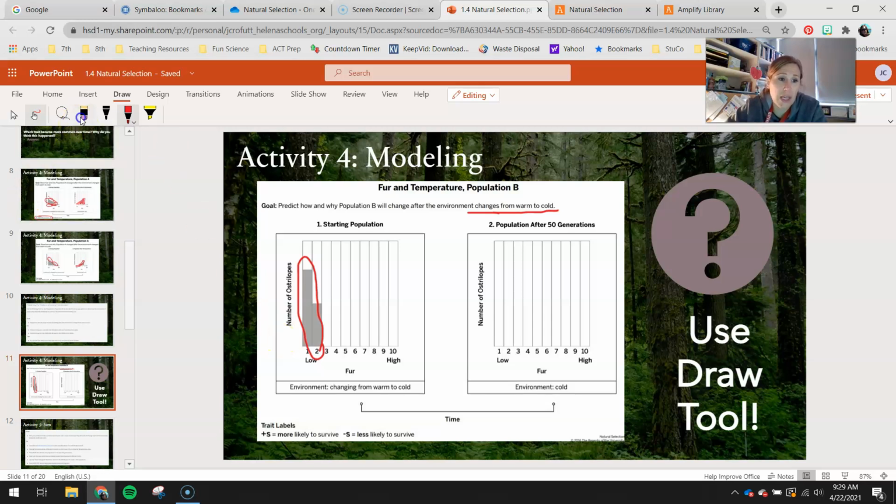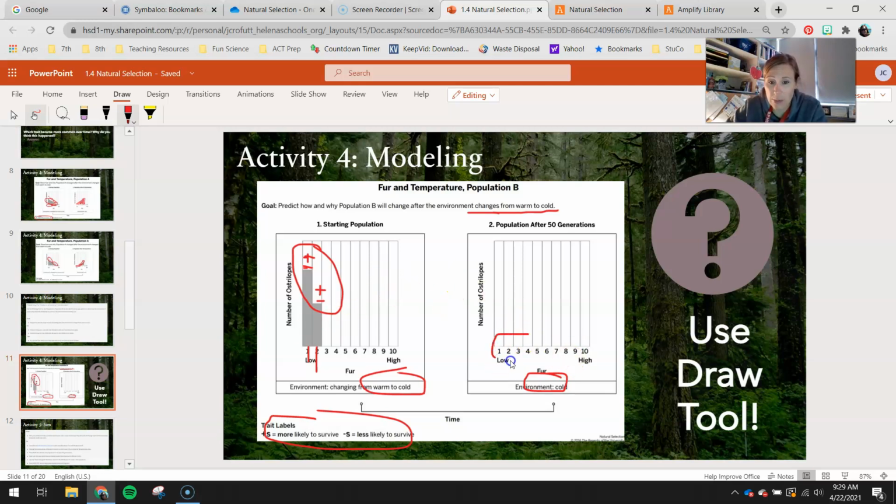So what you guys are gonna do then is you're gonna use the plus and minuses down here, and you're going to predict either a plus or a minus above each bar to think how, all right, how's this trait going to do based on what you just learned. Remember, we're going from warm to cold, and then our environment 50 generations later will be cold. Okay, so use these little plus and minus signs above each of these 2 bars to tell me how you think those traits will do in a colder environment. Okay, will they be adaptive or non-adaptive?